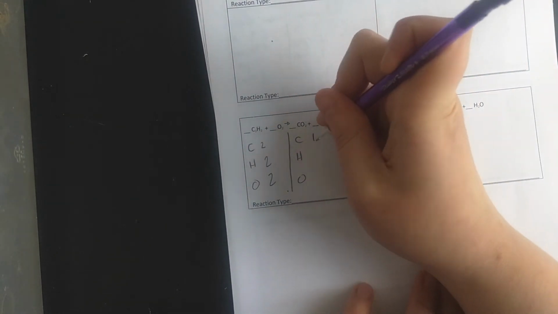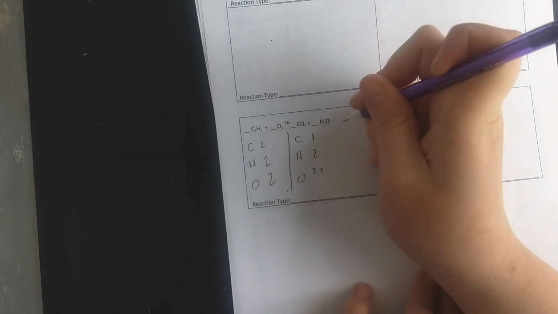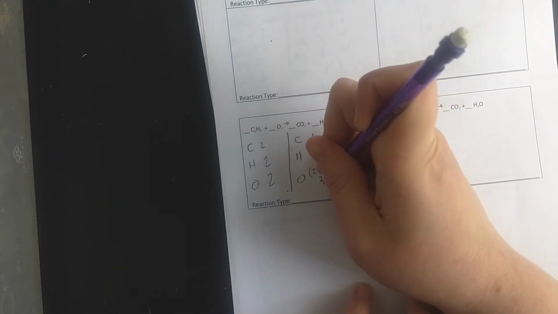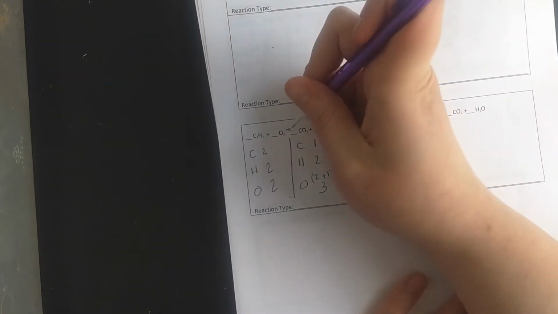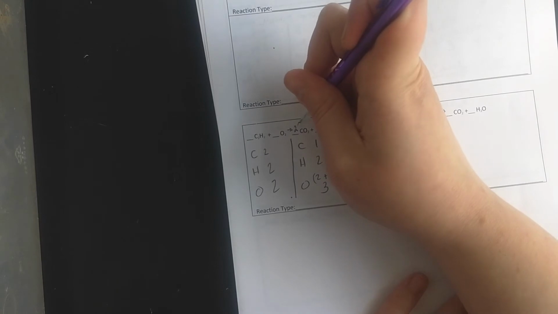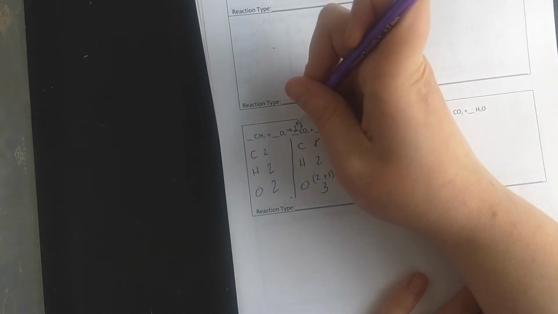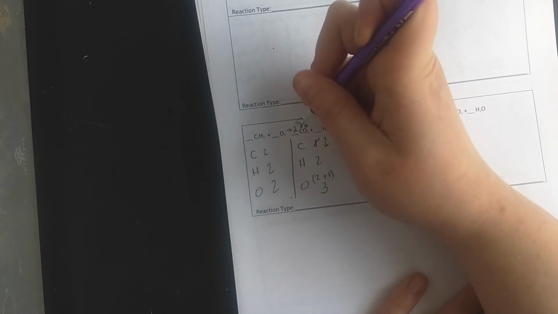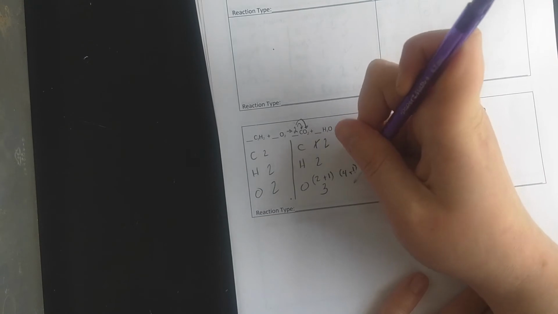Let me make sure you guys can still see. Yep. Here I have 1 carbon, 2 hydrogens, and then I have 2 oxygens from here and 1 oxygen from there. That equals 3. Okay, so let's start with my carbons. To make my carbons match, I have to put a 2 here. So 2 times 1 is 2. Okay, but this is also going to change these oxygens. So now I have 2 times 2 is 4, plus the 1 from here is 5.